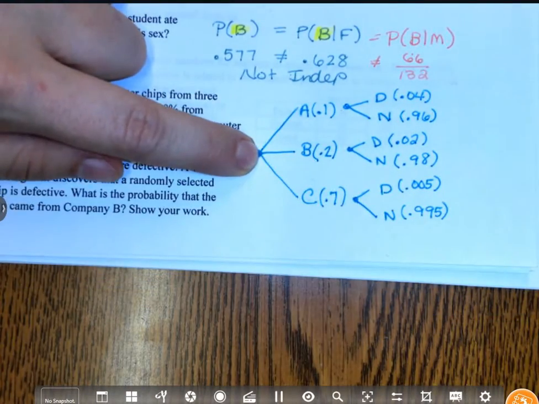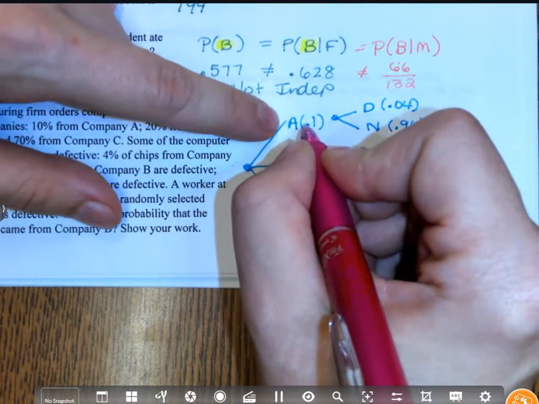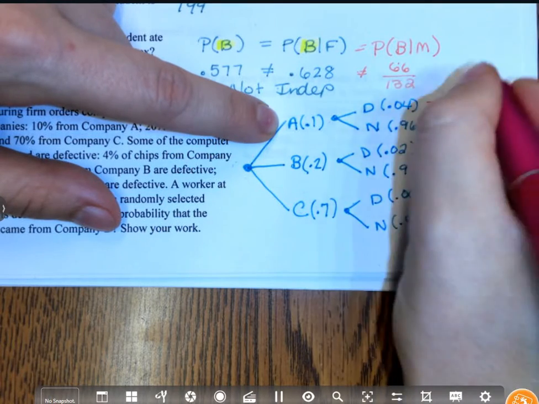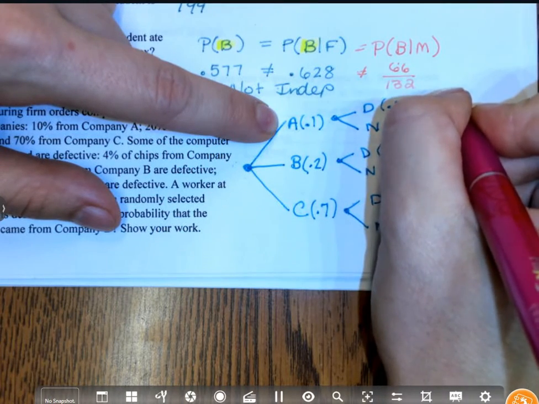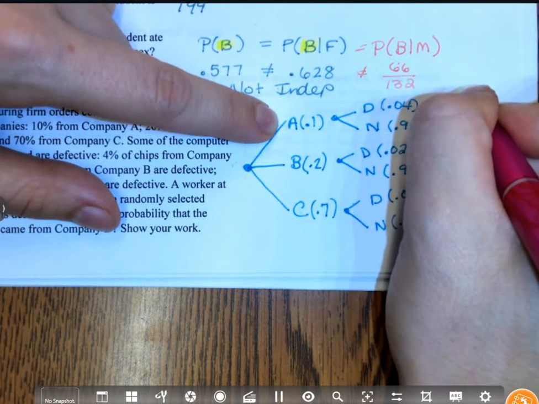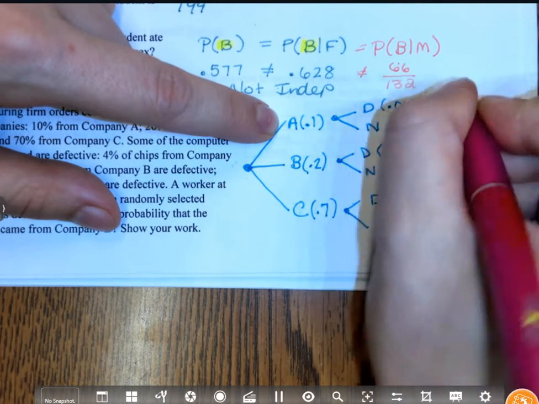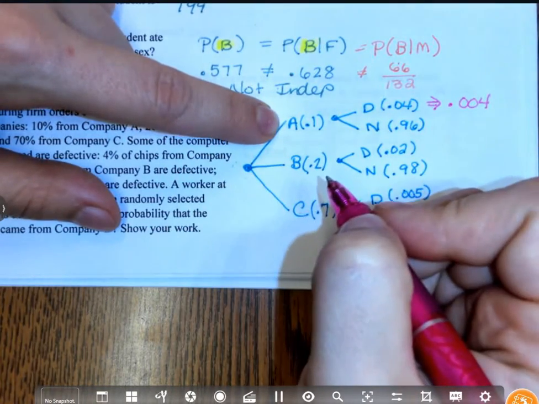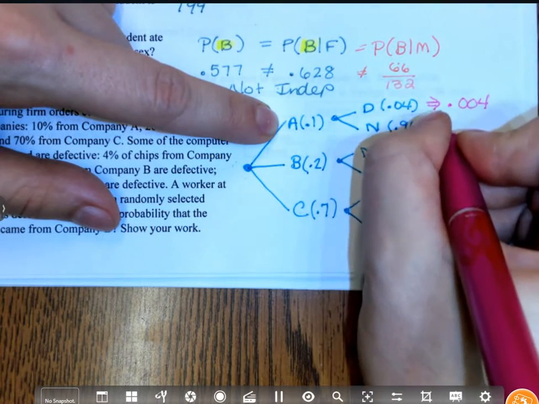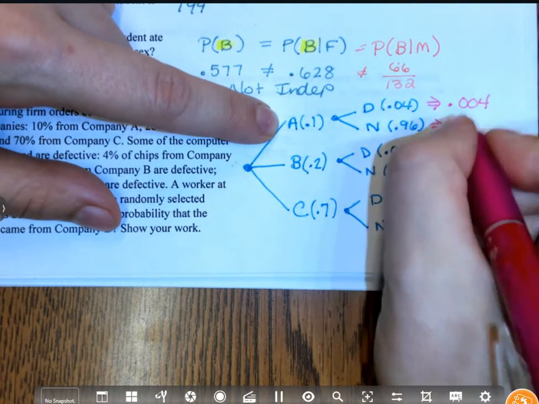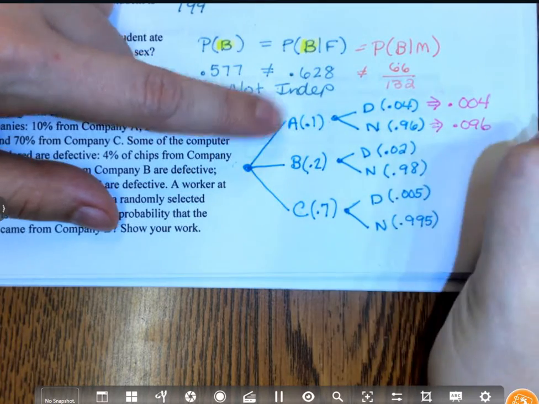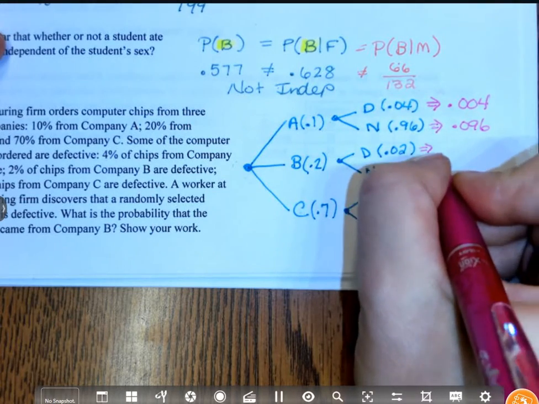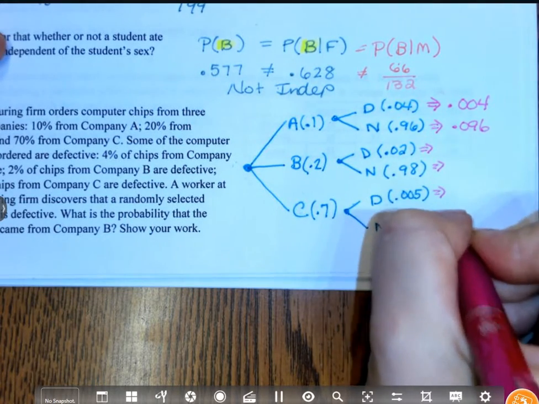And I can do that if I work my probabilities. How do I find the probability that it came from company A and it was defective? Multiply. So what do you get? What's 1 times 4? How many decimals do you have? 1, 2, 3. What is 0.1 times 0.96? 0.096. Sometimes it's a lot easier to just think. So calculate all those probabilities.